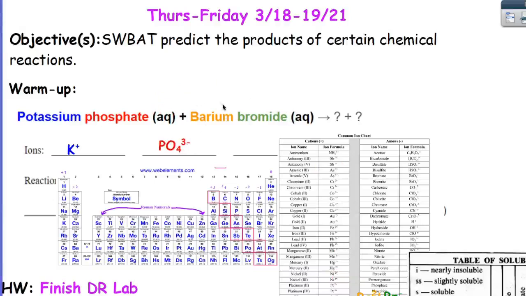Next up, I've got barium. So I'm going to start looking over here again. And there it is. Ba is my barium. It's in group 2, so it has a +2 charge.